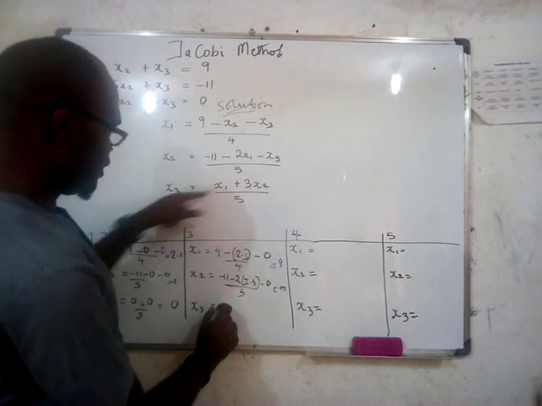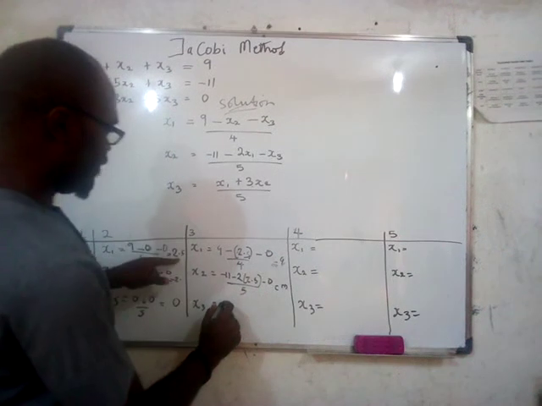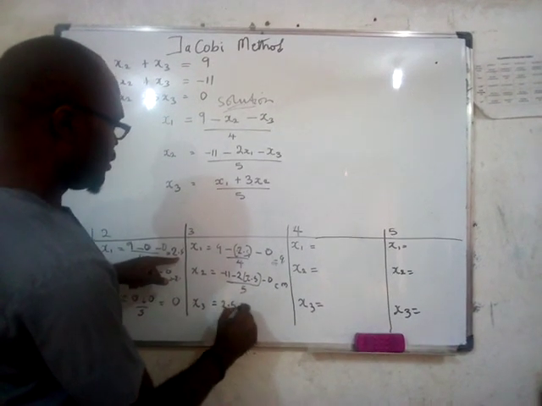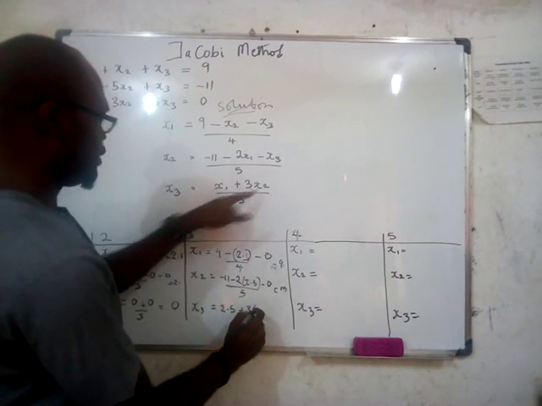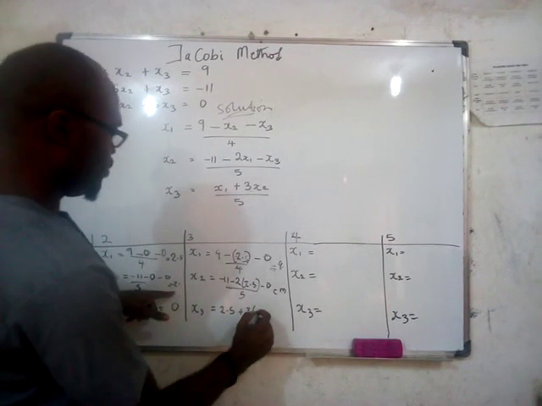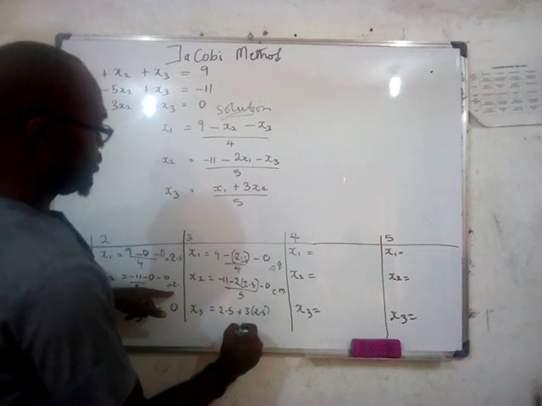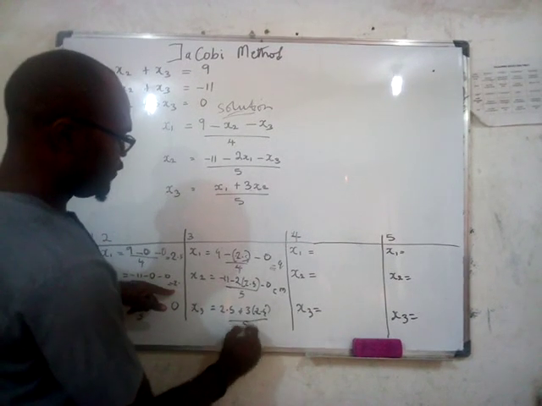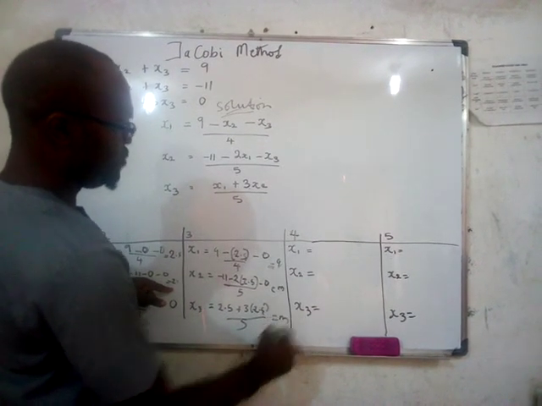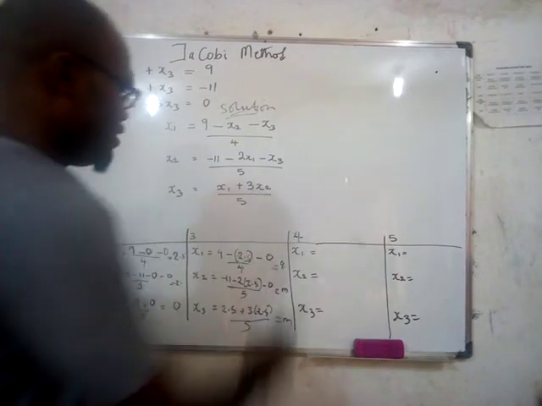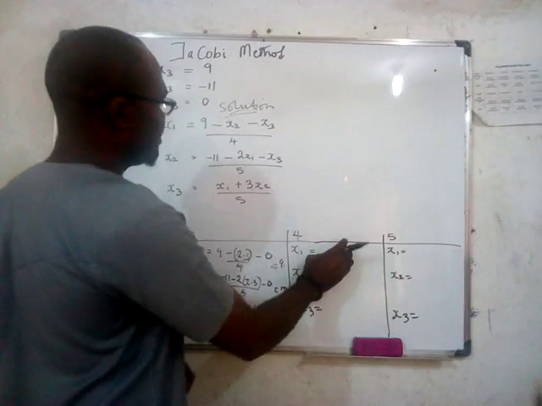You put x1 is what? From the recent value 2.1 plus 3 times x2 is what? x2 is 2.5 minus 2.5 all over 5. So you solve that. Let's say you got m. You understand? Then you taking these values now, you still solve again.